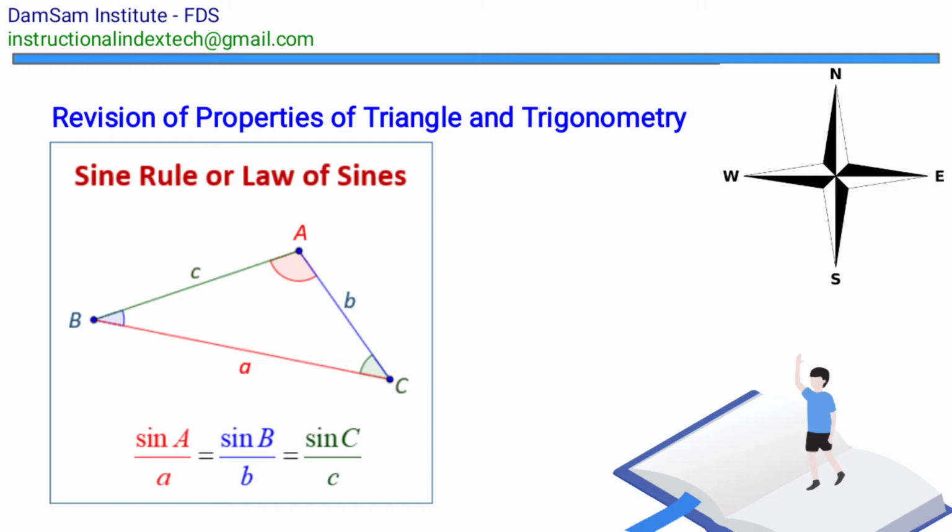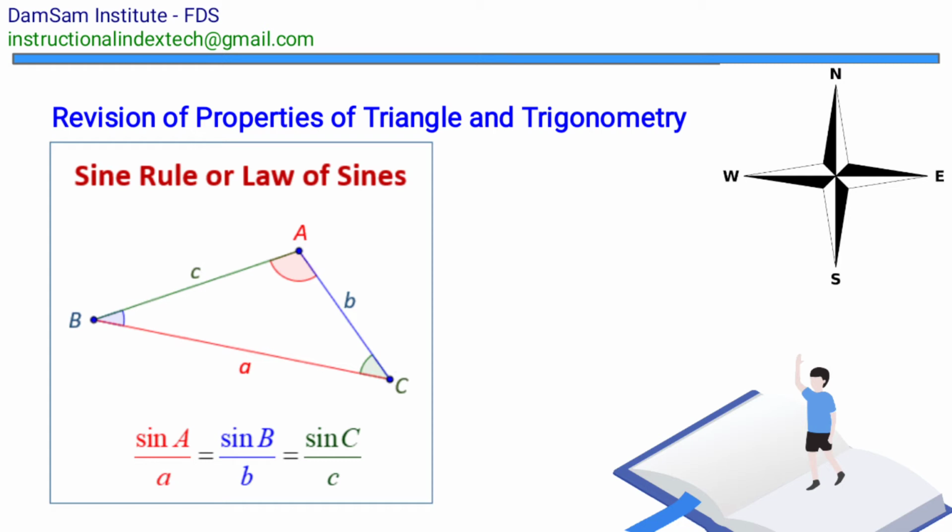When we have angle A, angle B, and angle C, and we also have side a, side b, and side c. Let's look at this triangle the way it is drawn. Angle A is facing side a, angle B is facing side b, angle C is facing side c. Those sides are represented with small letters. When we have this triangle, definitely this sine rule is going to hold.